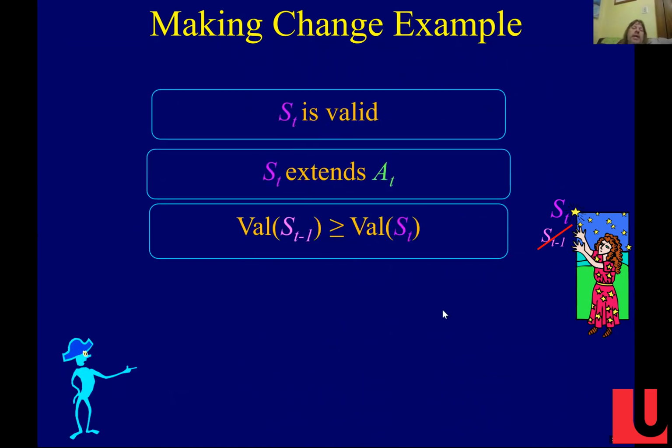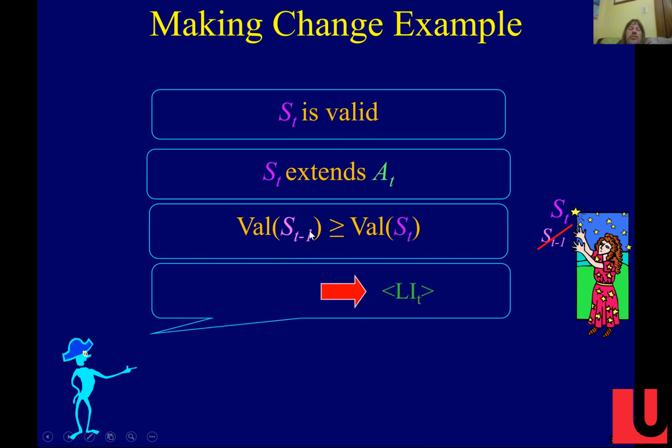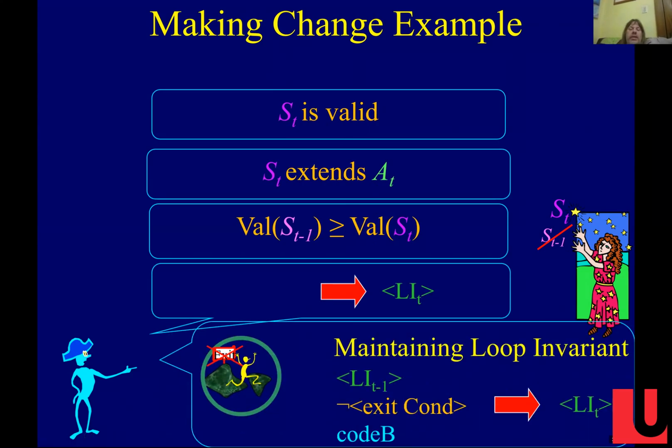So you'll see the number of coins always goes down or stays the same, right? All right, so we proved that ST is valid, extends AT, and is at least as good as ST minus 1. And so that gives us our loop invariant, and we've maintained the loop invariant, and we're happy, all right? So that, however, was only case 1. We're going to have a bunch of other cases.